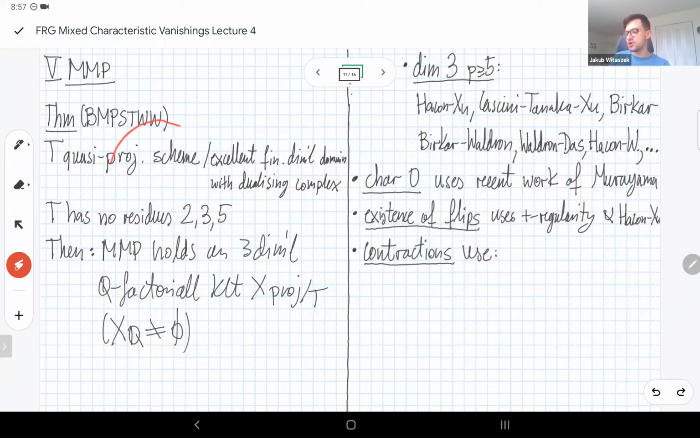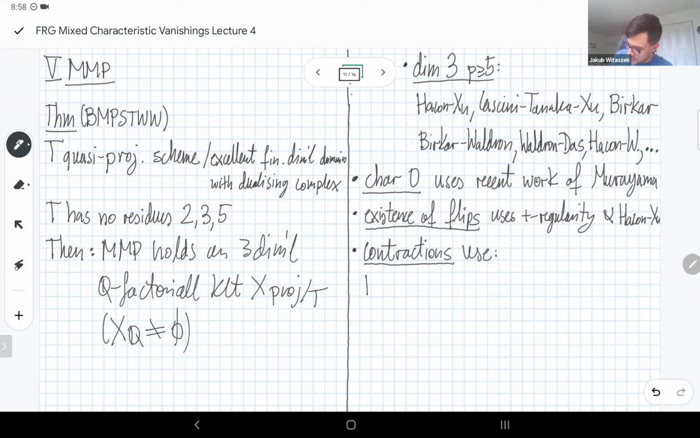Now, the statement I wrote until recently was not even known in characteristic 0, for the reason that we had vanishing theorems only for things which are of finite type over a field, which even if you assume that these are of characteristic 0, won't necessarily be the case here. However, due to recent work of Takumi Murayama, we know these vanishings in characteristic 0. So that's what happens in characteristic 0. As for the existence of flips, we use plus regularity in the work and the strategy of Hacon and Xu. And for contractions, we use the following results.